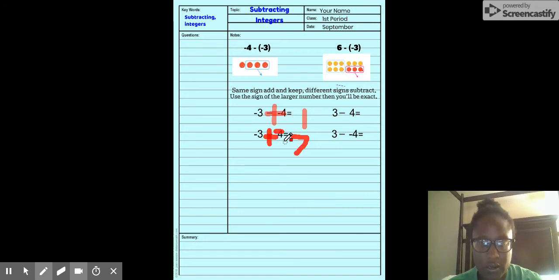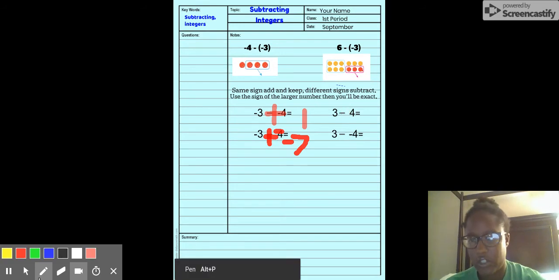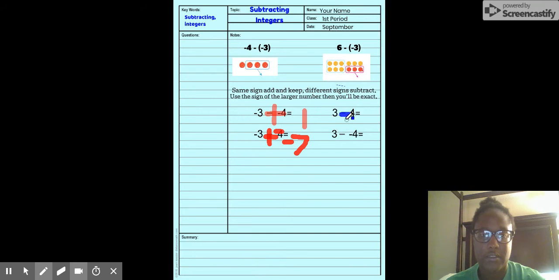Same sign, so we're going to add and keep the sign. So this would be negative 7. And then this one, let's change the color. We're going to change this into a plus sign. But since we changed this, we have to make this a negative because it's a positive. So this is going to be different signs, subtract, keep the sign of the larger number. So this one's going to be negative 1.